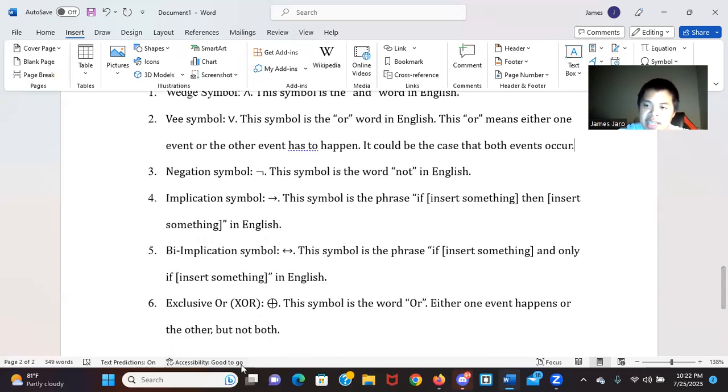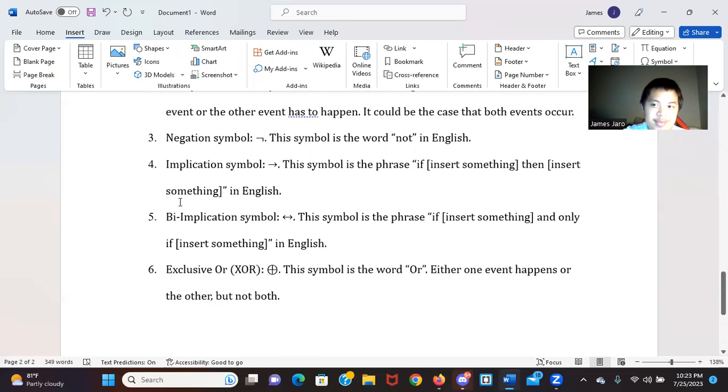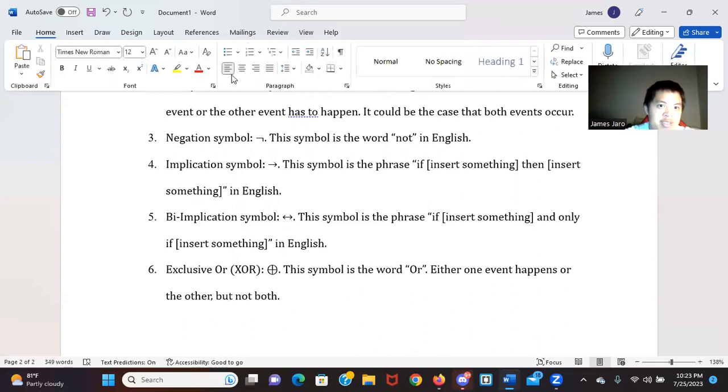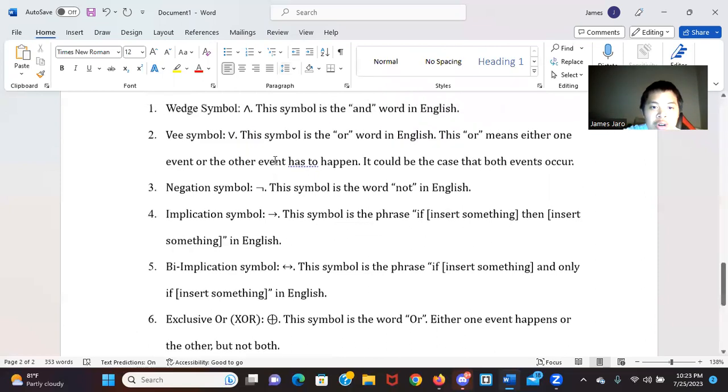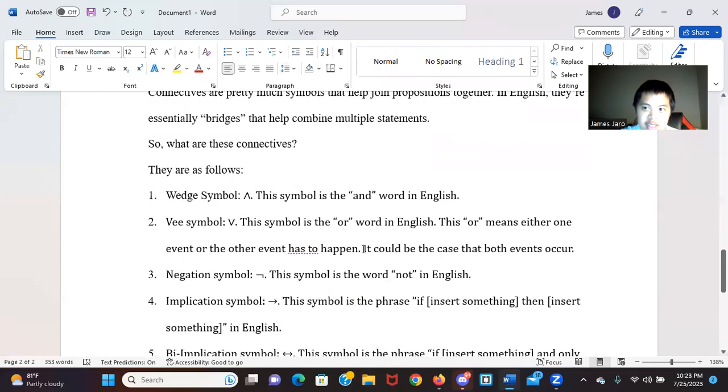The biconditional and the XOR can actually be rewritten in terms of these four symbols, and we'll show that in the future. So now the question becomes, well, this is fantastic and all, but what's the whole point? Why do we do this? So what's the point? The point is this. The idea is that all these symbols that we listed help us create complex propositions.